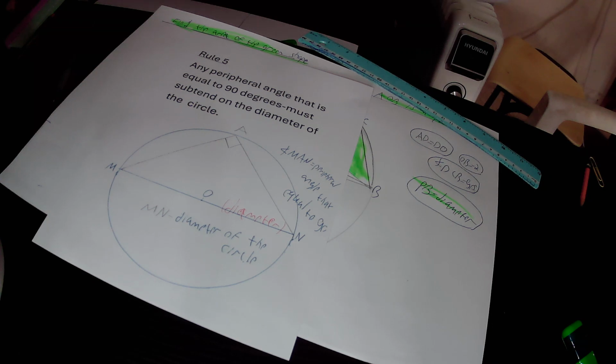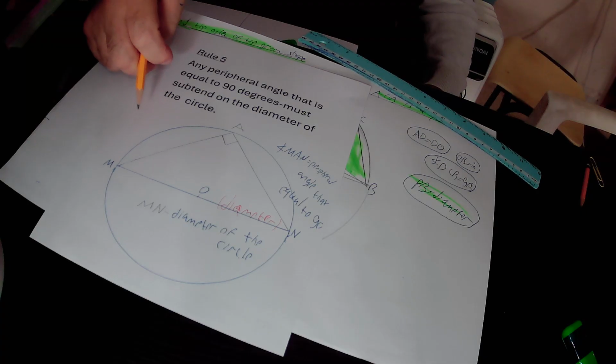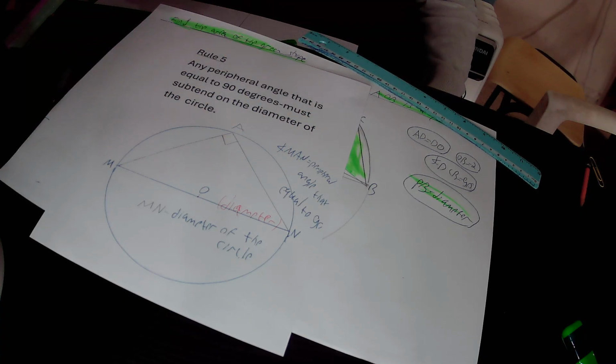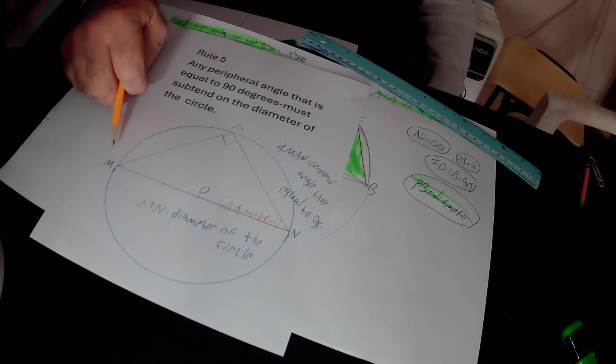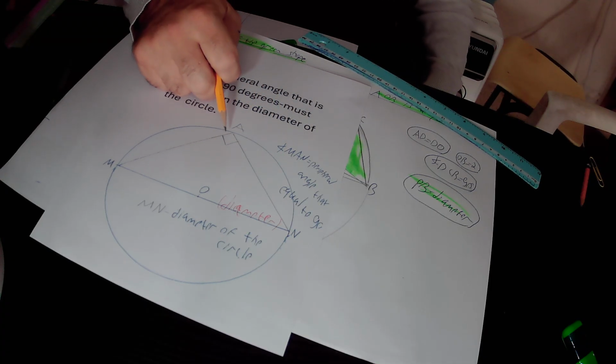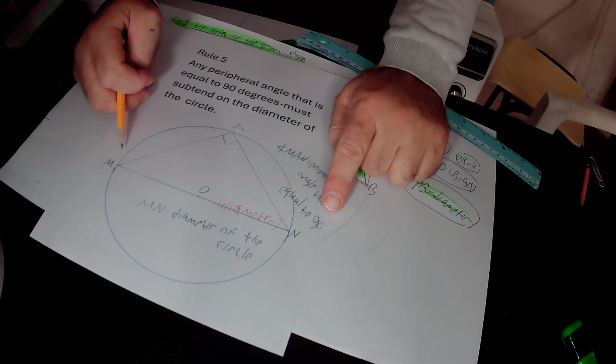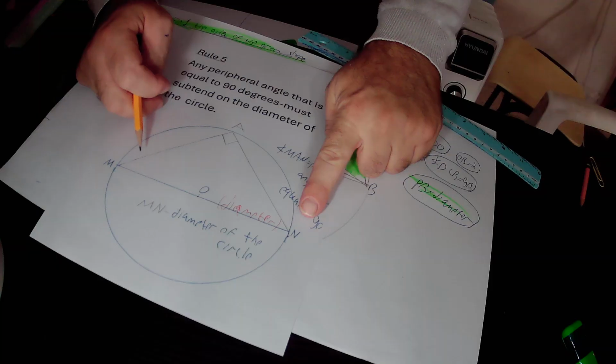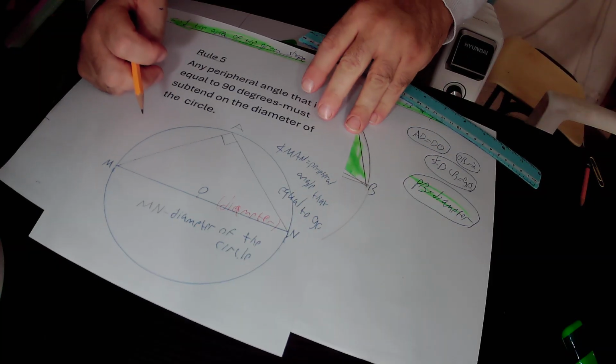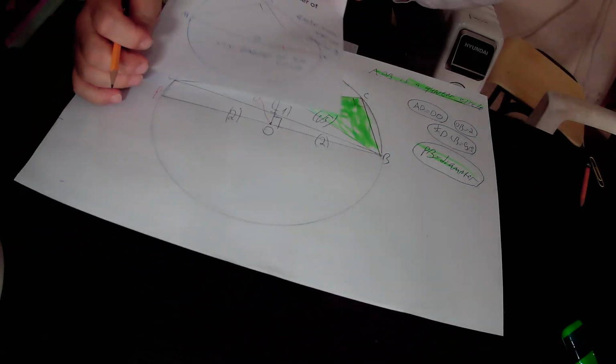So according to rule 5, any peripheral angle that is equal to 90 degrees in size must subtend on the diameter of the circle. Here we have peripheral angle MAN that is equal to 90 degrees in size, and therefore it subtends on chord MN, that is the diameter of the circle. But there we have a contradiction to rule 5.